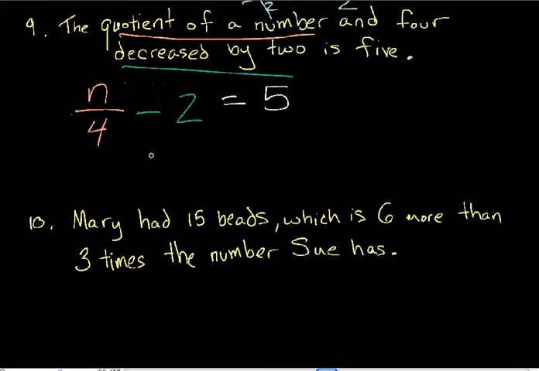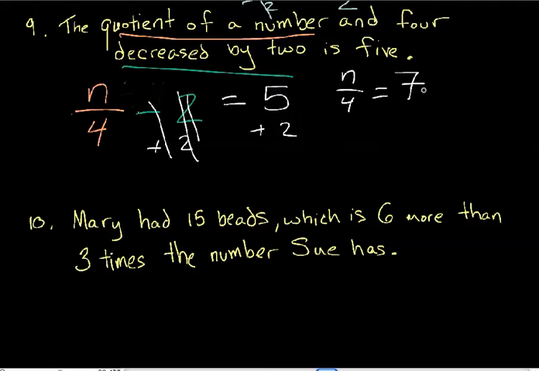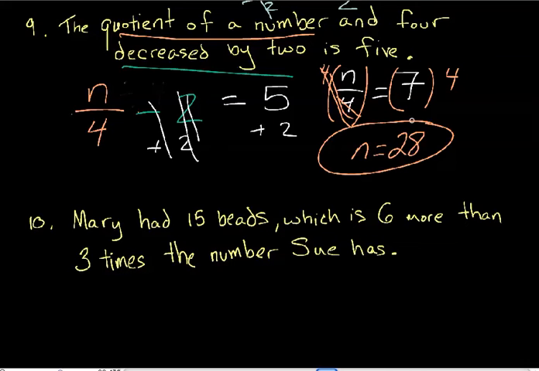So first thing I'm going to do is add 2 to both sides. Remember, I'm looking to get my n by itself. The negative 2 and the positive 2 cancel out. And I have 5 plus 2. So my new equation is n over 4 equals 5 plus 2, which is 7. Now, how do I get rid of this? I have n divided by 4 equals 7. Well, to get rid of the 4, I multiply by 4. So I multiply both sides by 4, and these 4's cancel out, and I'm left with n equals 7 times 4, or 28. Now, I recommend you go back through these and check all these to make sure we're doing them right.